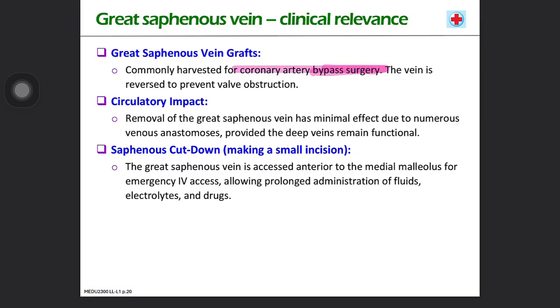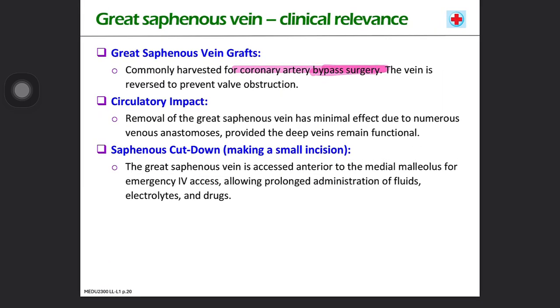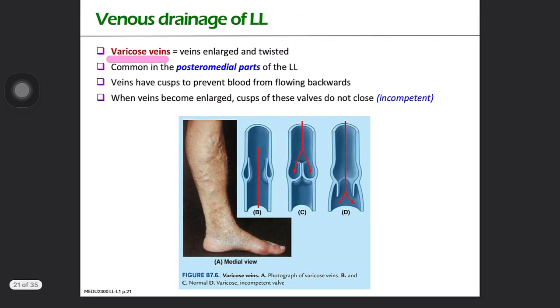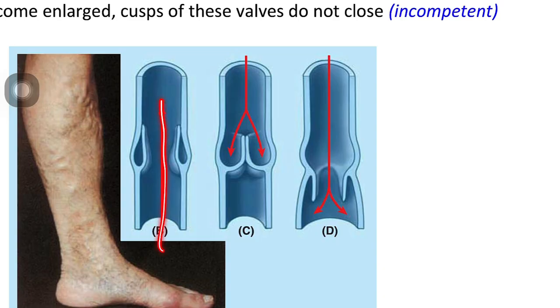And also, yes, there is clinical relevance here for your information, to do the emergency transfusion as well. So venous drainage, as I mentioned, is quite a common place where we will find varicose veins, just like this, if it is not in good shape. So this is a good way, and this is a good way, okay? So when your muscle squeezes, the blood will go up and get back to the heart.